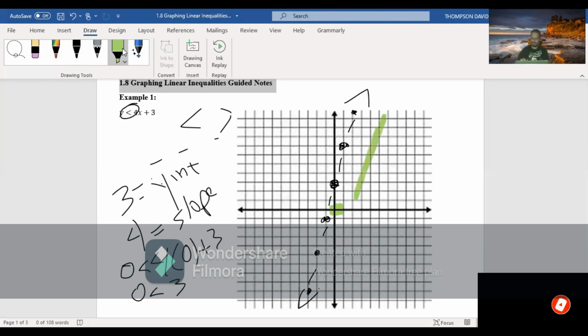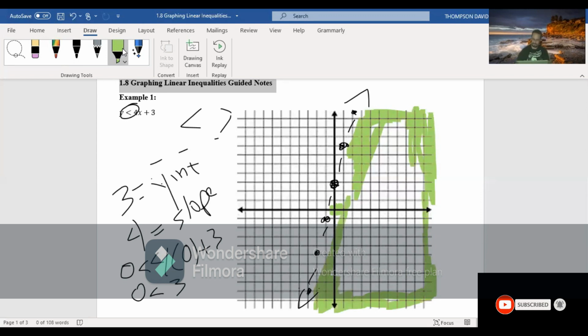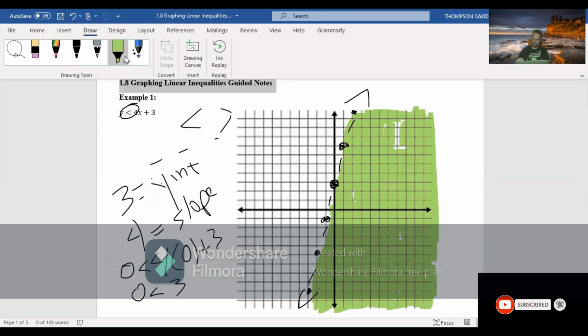So I'm going to highlight that section. The section I'm highlighting is going to be the solution. Let's make this a little bit bigger so it goes faster. This is my solution graph, so it's everything below the line. So we've shown it algebraically, and we're showing it graphically what the solution of this inequality is, and we are done.